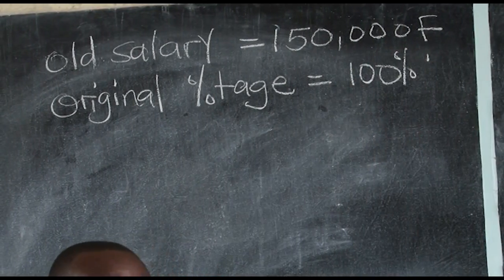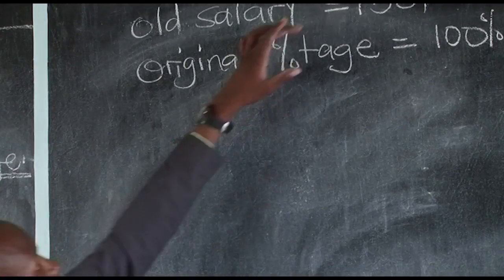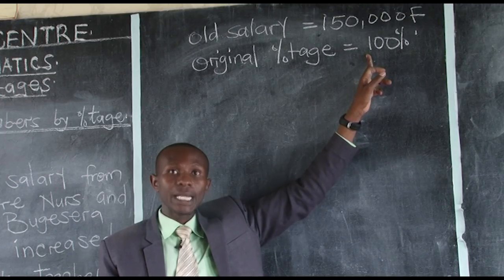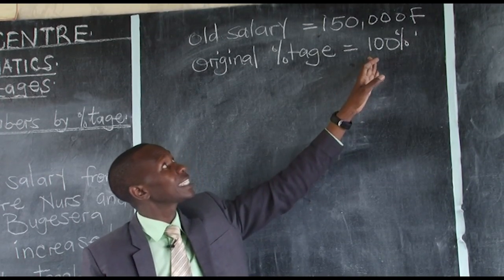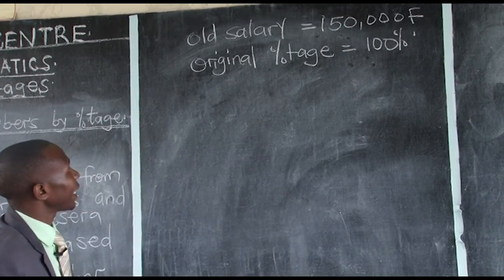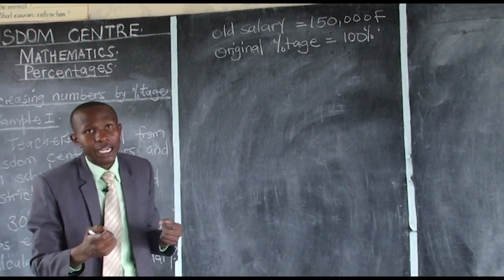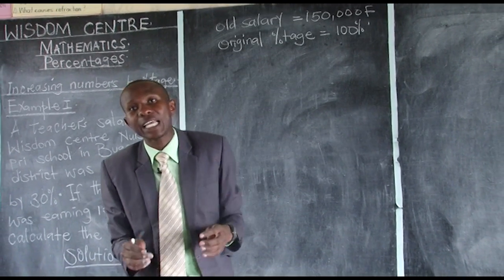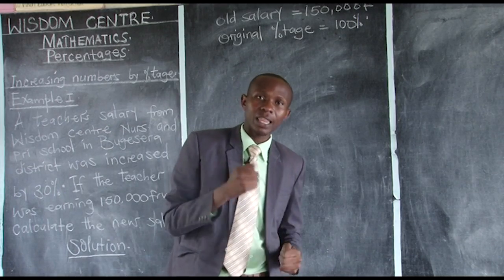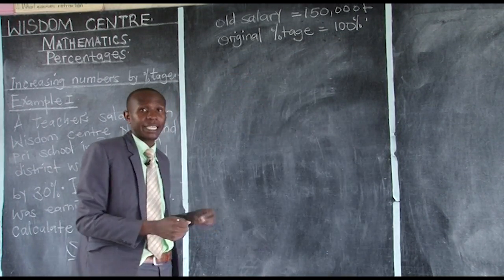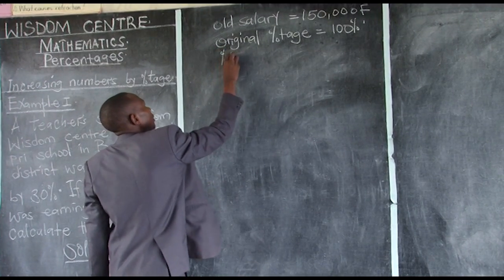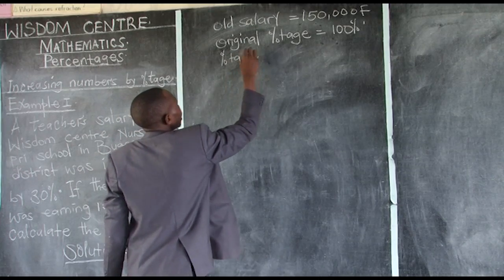100%. That is the original percentage, meaning that this salary of his at first was valued at 100%. So this 100% originally is giving him 150,000 francs. But remember, there are some changes which came in, and those changes are what we are calling an increment. The increment was worth 30% of the money he has been earning. So we shall come here and say percentage increase.